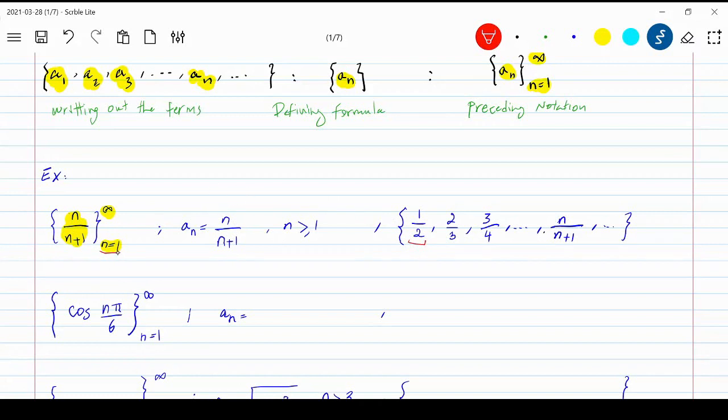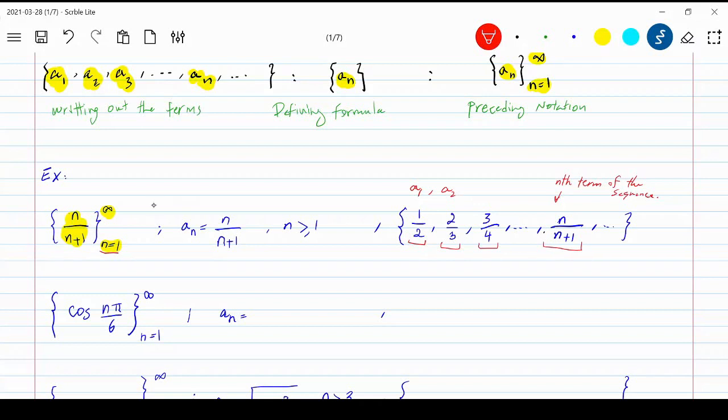If you let n equal to 2, so this is a1, a2 would be replace n with 2. That would be the second entry, 2 divided by 2 plus 1, or 2/3. And the third entry would be replace n with 3. And so this is the nth entry, the nth term of the sequence. Okay, so not that difficult if you're given this preceding formula.